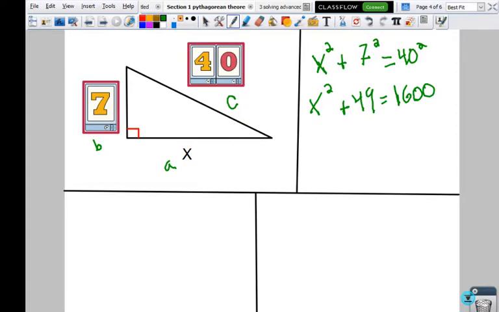And after I've gone through and squared these, Greg, what should I do next? Subtract 49. Yep, you should subtract 49.